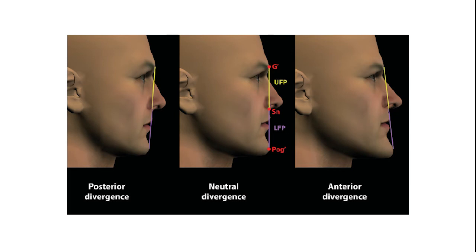Posterior divergence. The vertical soft tissue glabella, subnasale, and soft tissue pogonion line slopes posteriorly, with pogonion posterior relative to glabella in the sagittal plane. This facial pattern is common to individuals of Northern European ancestry.